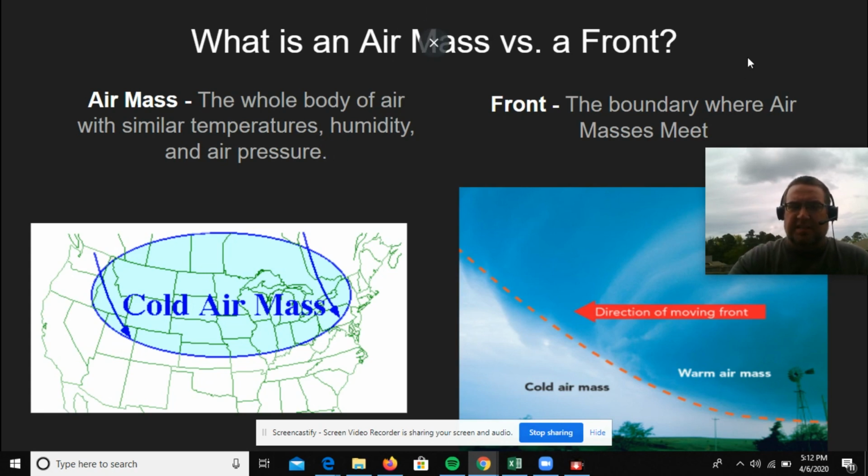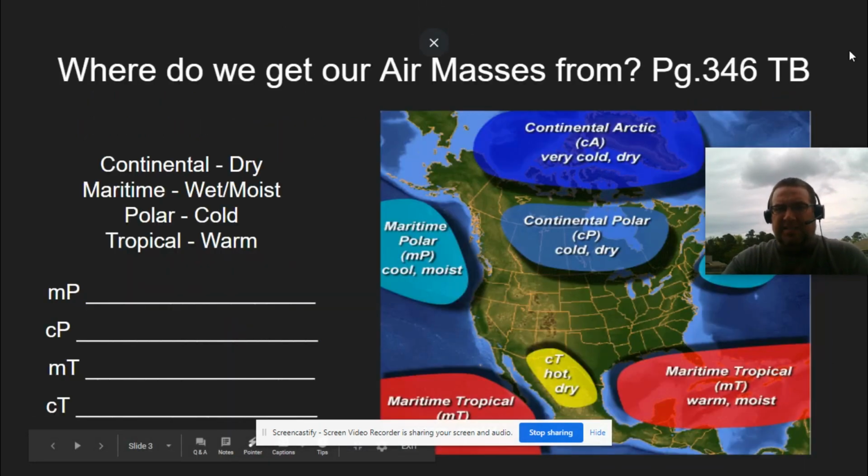And the front is the place where those two things come together. So here's one type of air mass, and then here is another type of air mass with different temperatures, humidities, and air pressures. And the front is just the boundary where those two air masses meet. Weather is all about these air masses moving around the atmosphere. All right. So, what kind of air masses do we have?